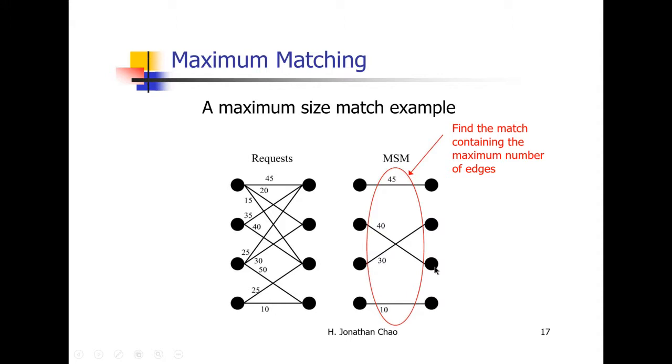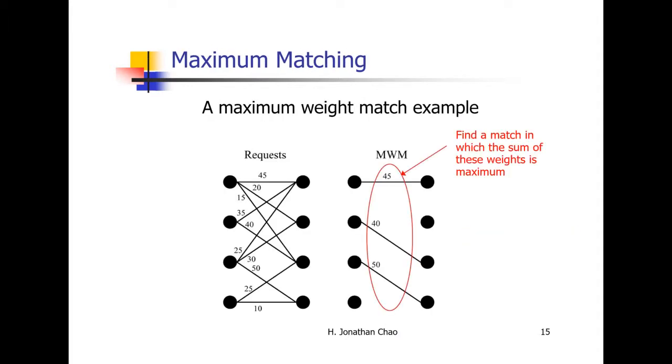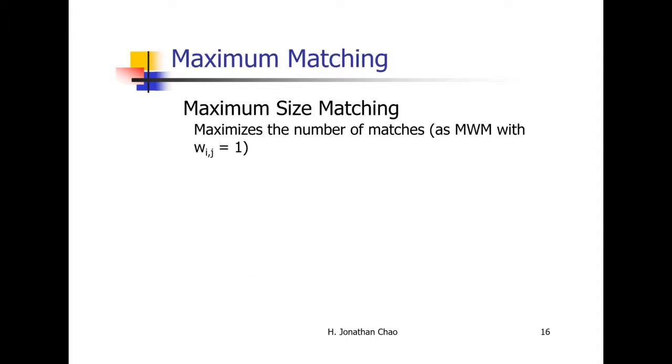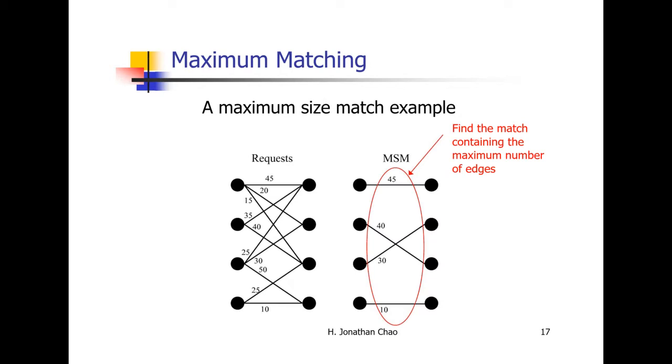And in our simple case, this is a maximum size matching solution. As you can see, the total weight is less than in the previous case. The number of requests that have been satisfied is 4, which is more than in the previous case, but the total weight is less, because we are maximizing the number of cells and not the weight.